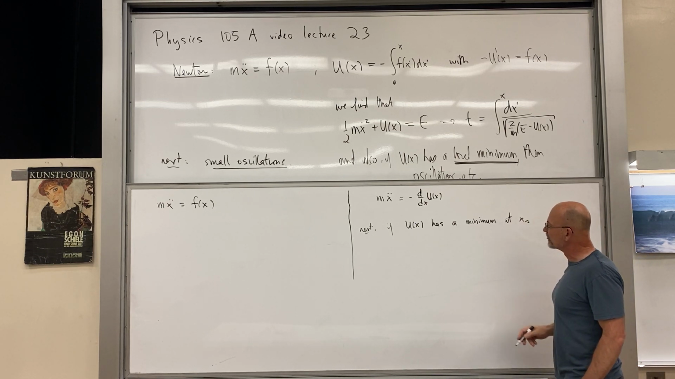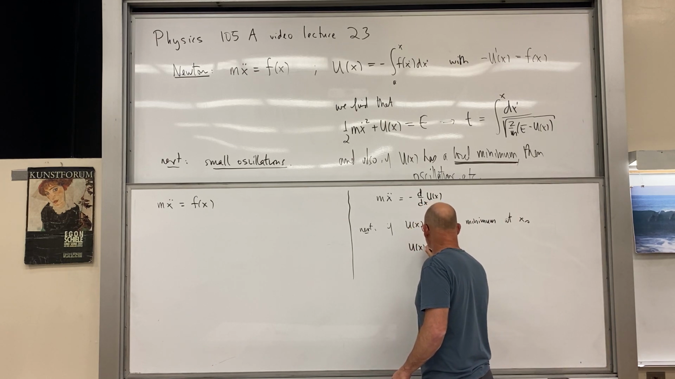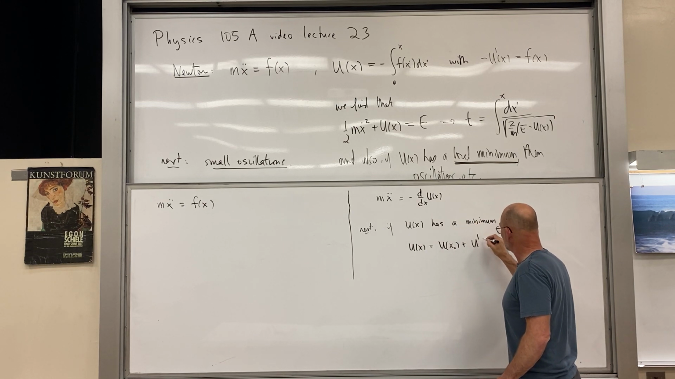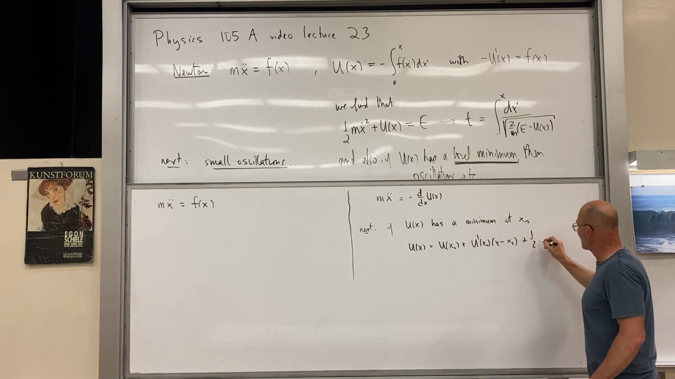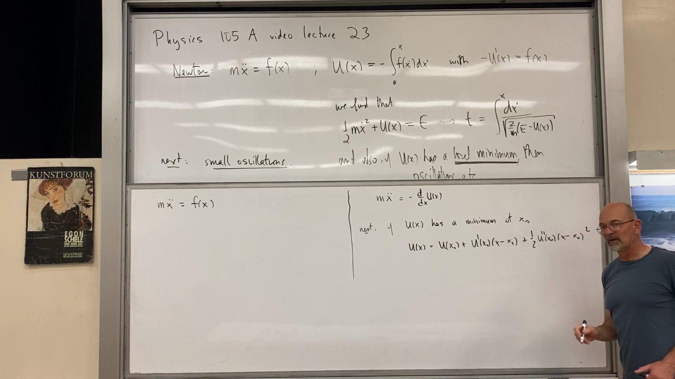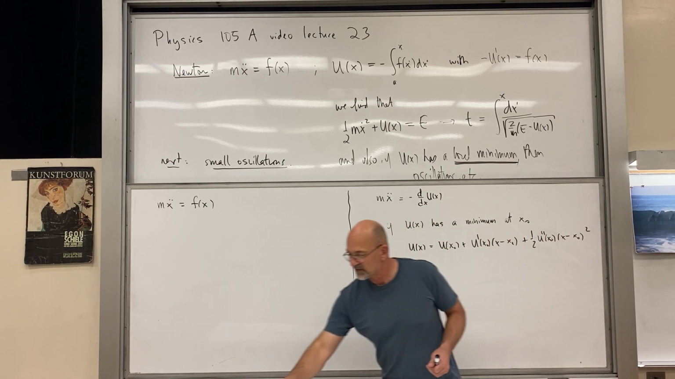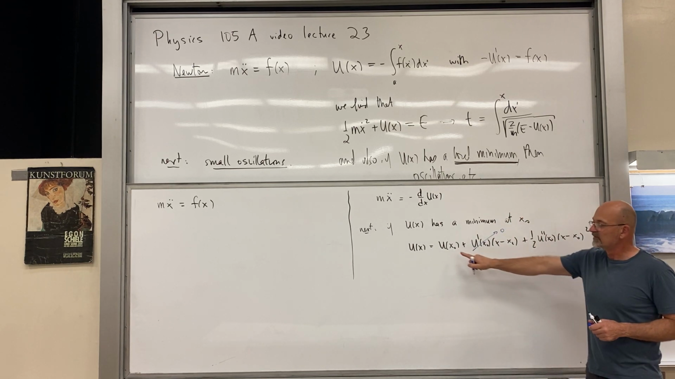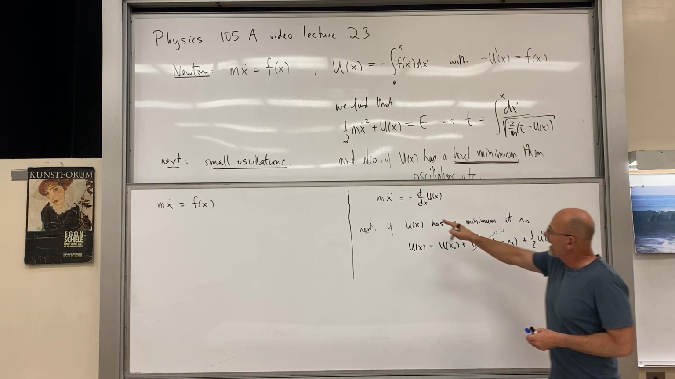at x0, we have u of x can be expanded: u of x0, plus u prime of x0, plus 1/2 u double prime times x minus x0 squared. Okay. And since it has a minimum at x0, this one here is just gone, equals 0. And of course, this is a constant. So what do we have here?